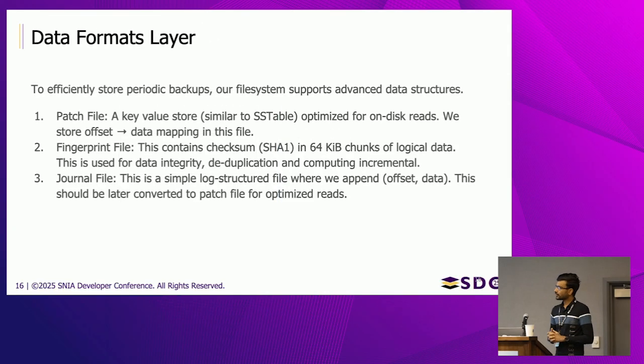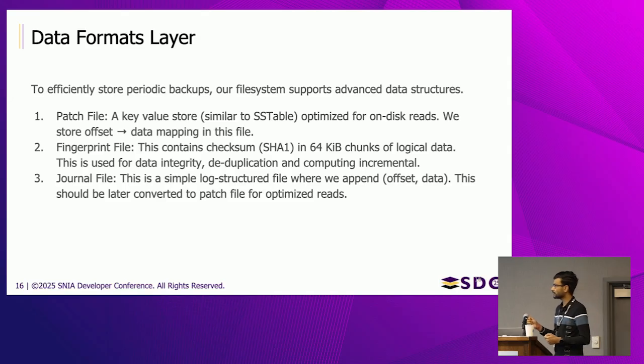So let's talk about our data formats layer. To store periodic backups, our file system supports some advanced data structures. First is the concept of a patch file. This is a simple key value store, similar to an SS table, that is optimized for on-disk reads. Then we also have something called a fingerprint. This file contains SHA-1 in 64 kilobyte chunks of the entire logical space. And for each snapshot, we have a fingerprint file.